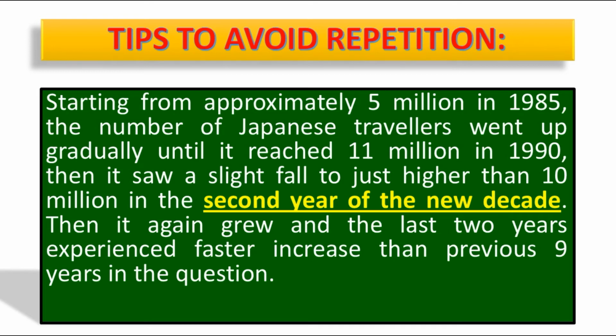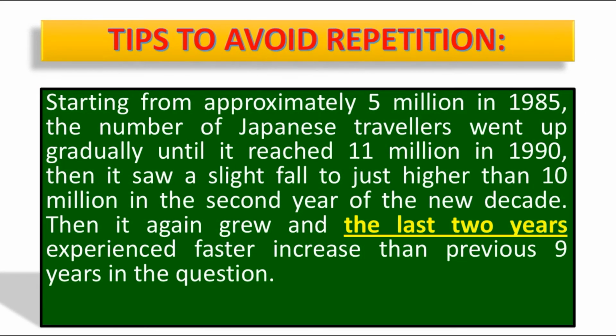And the first one in my example is "the second year of the new decade." So what does it refer to? It refers to the year 1991, because the time scales started from 1985 and ended in 1995. So here we have two decades. The old one was the 1980s and the new one was the 1990s. So the second year of the new decade was 1991. By writing this structure, you can avoid repeating the numbers or year.